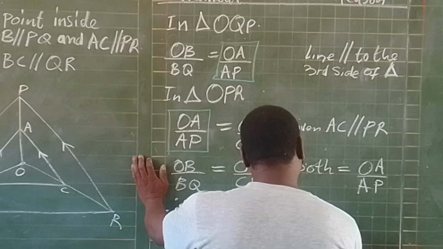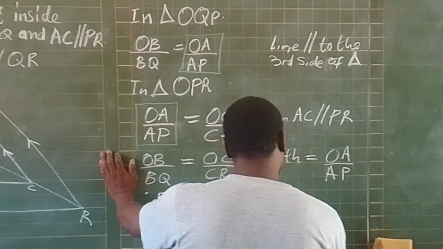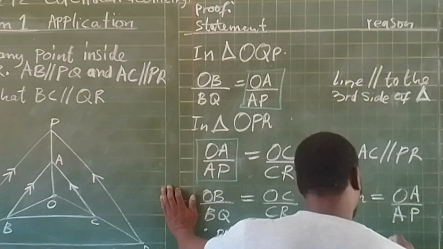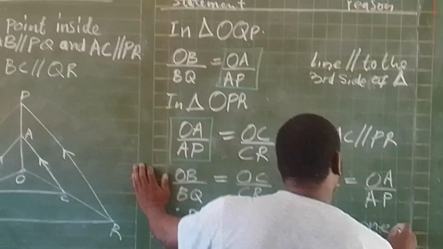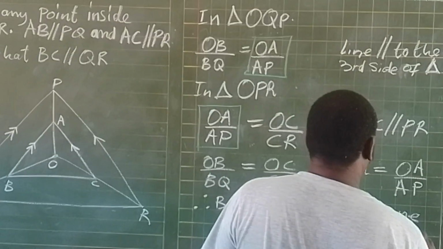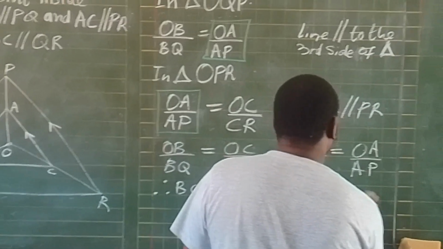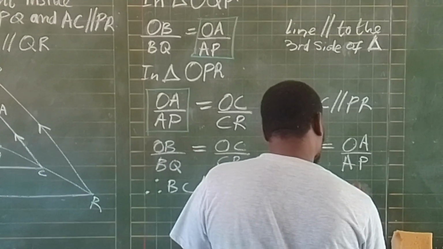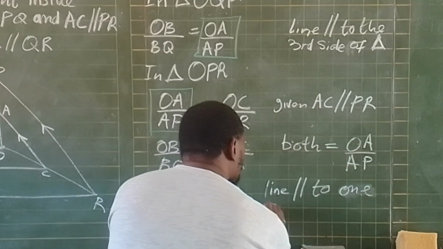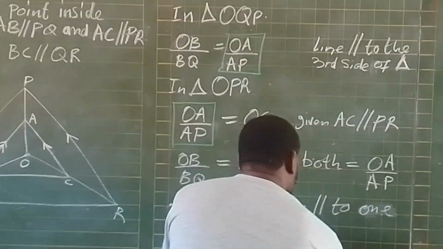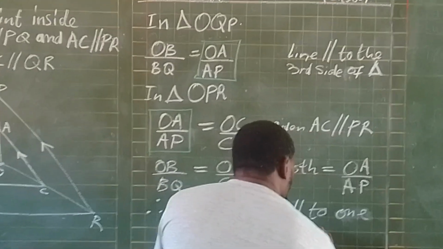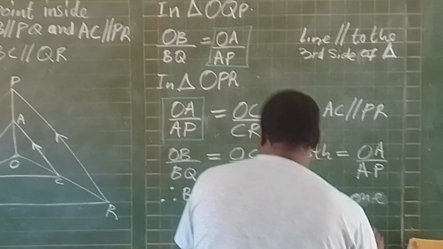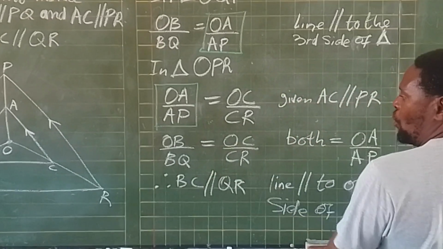this is a line parallel to the one side of triangle OQR.